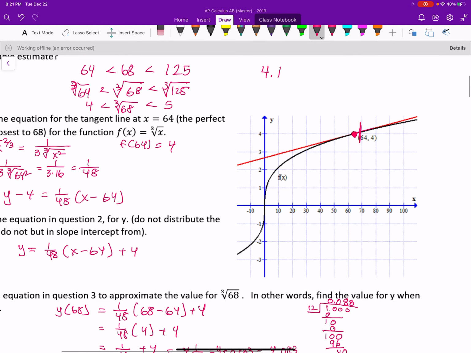Now, it wouldn't be if I then asked you to use this tangent line to estimate at x is equal to 10, that would not be a good choice. You would have to pick a tangent line of the function that's much closer to the 10 there. So the perfect cube that would be closest to 10 would be 8. So then we would use the tangent line over here instead, like that.